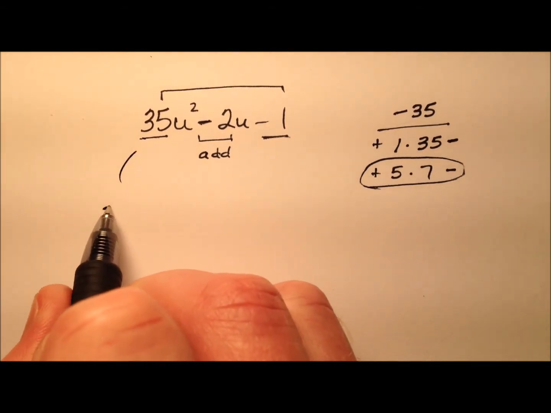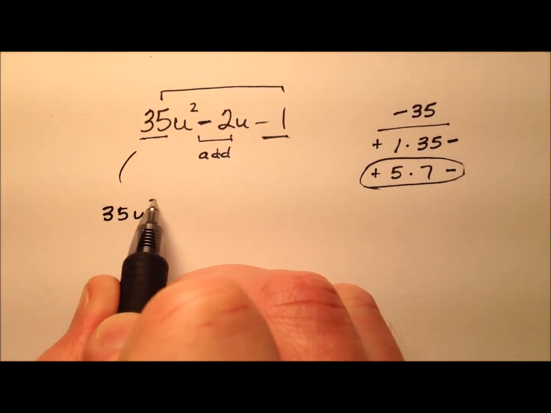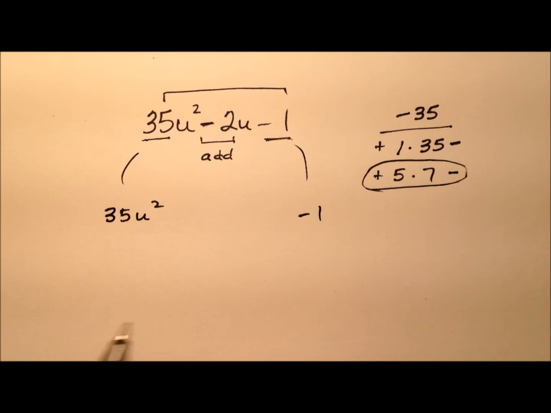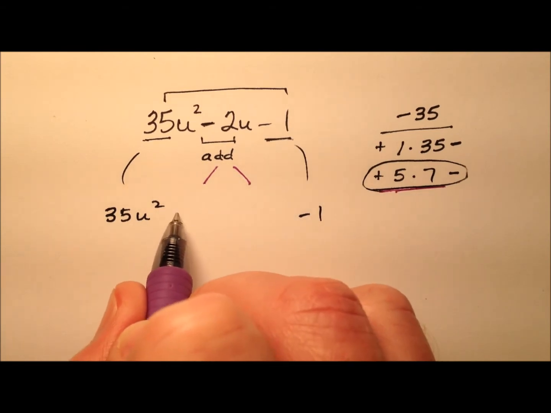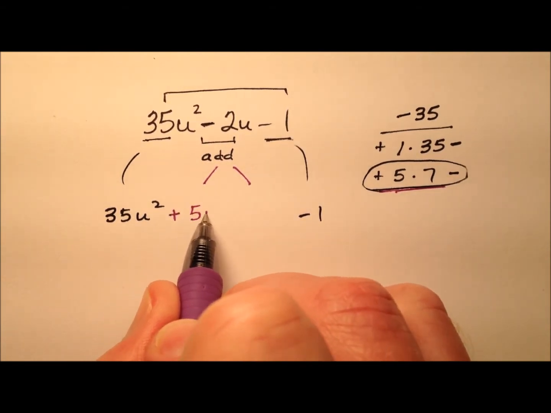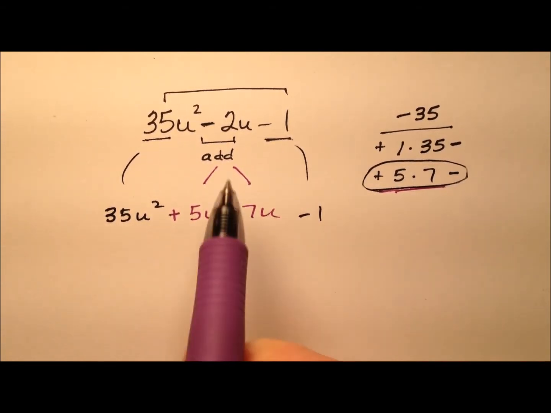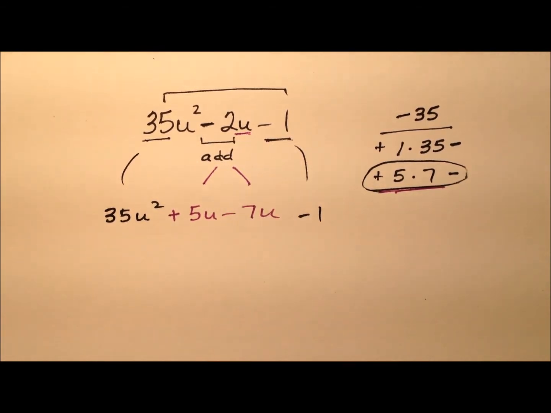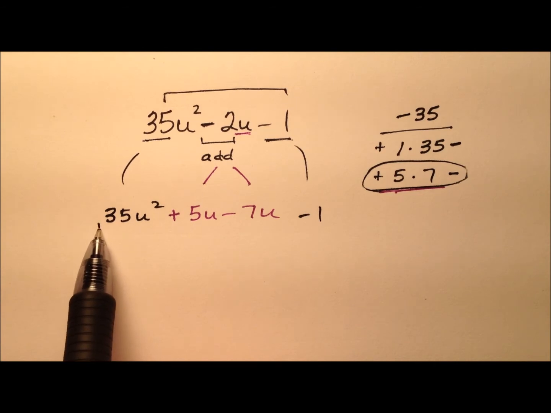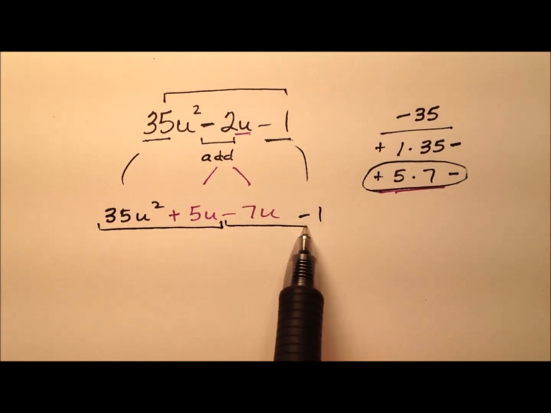So let's go ahead and rewrite the first and last terms. And what we're going to do is take this linear term in the middle and split it up into these two factors. So it'll be positive 5u and negative 7u, and it's based on these u terms, so they're like terms. And we're going to now use factor by grouping.